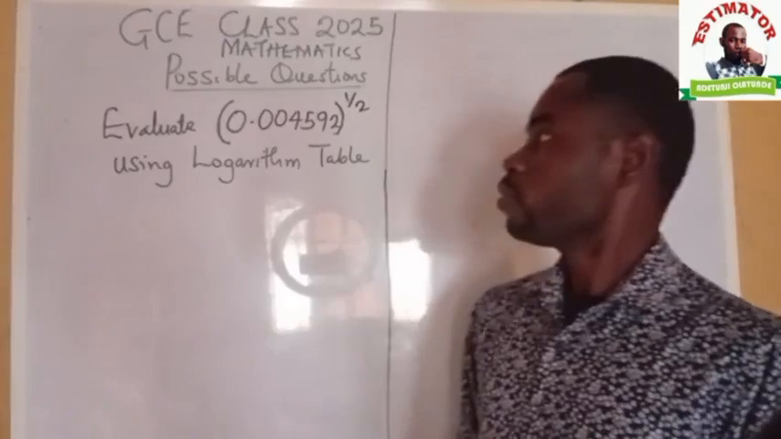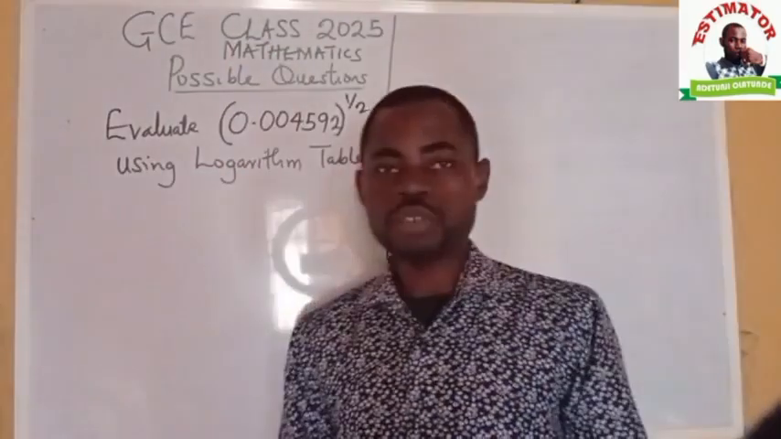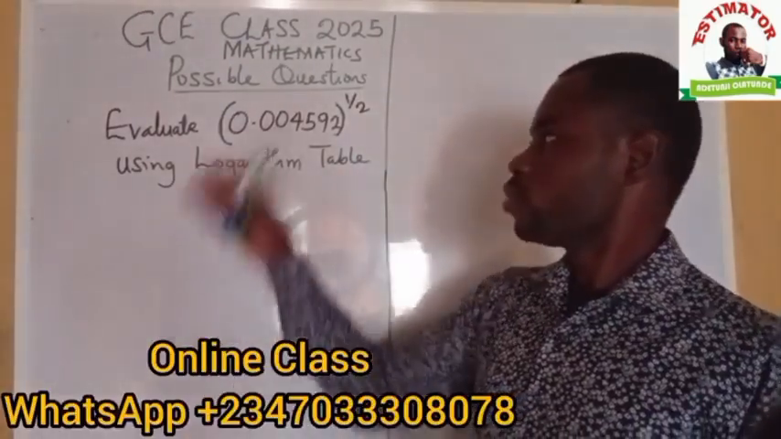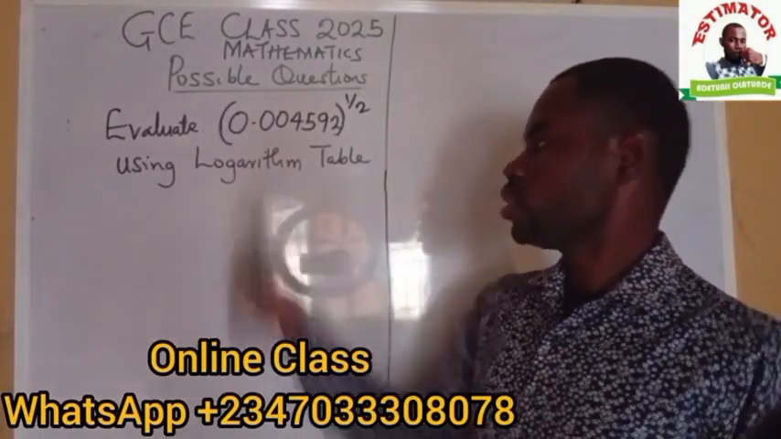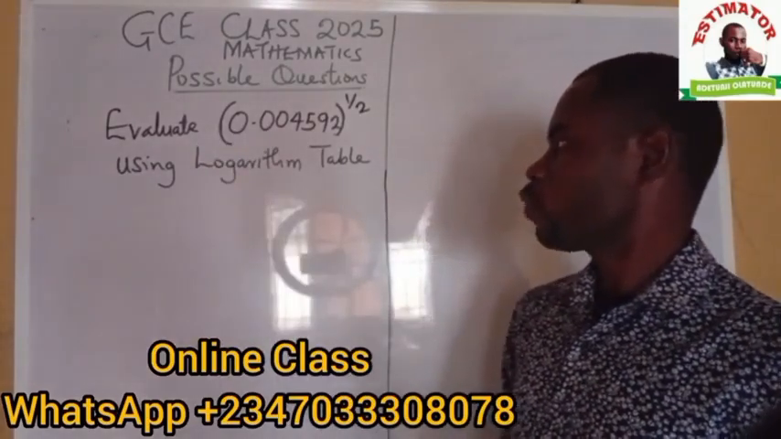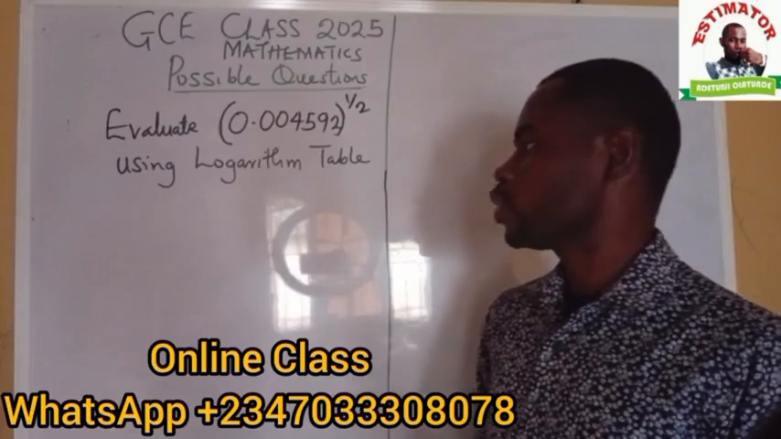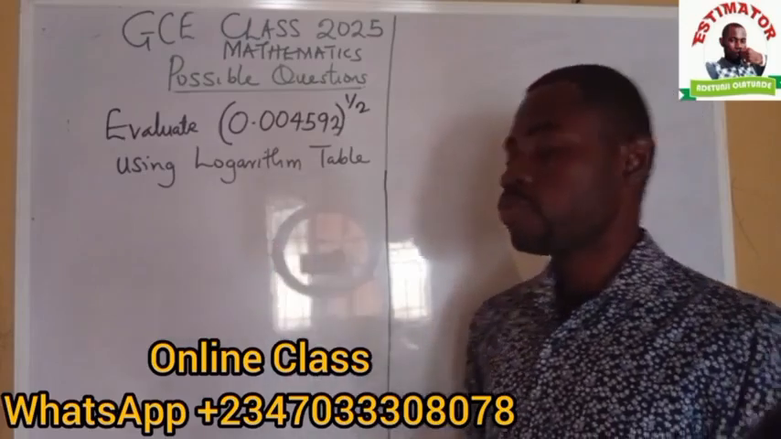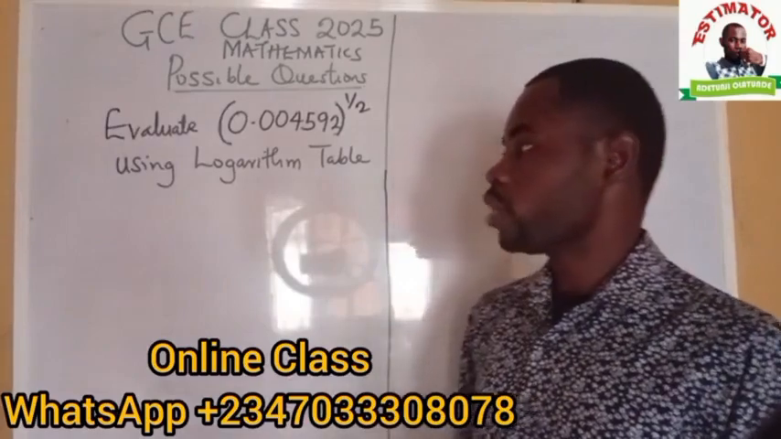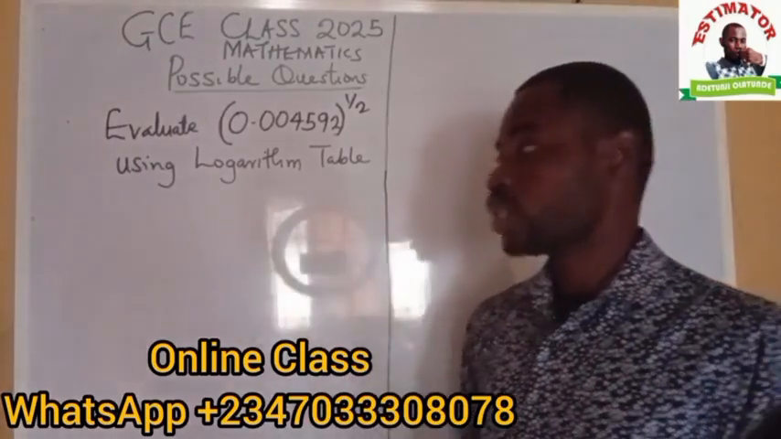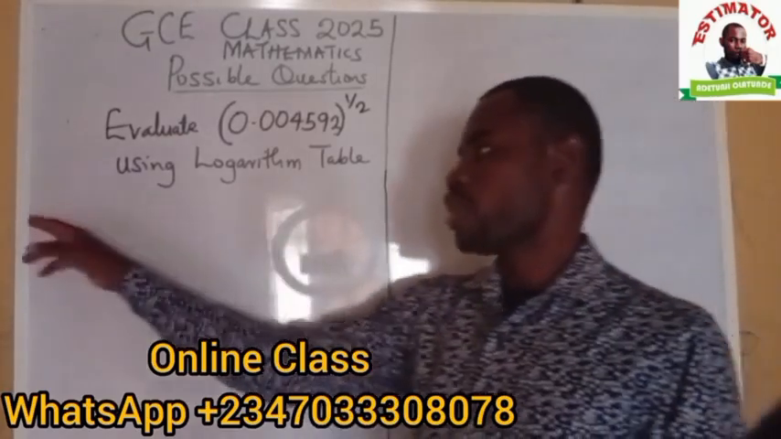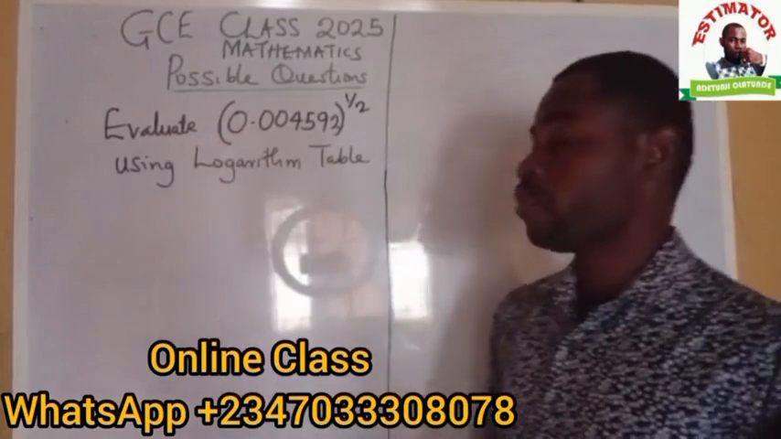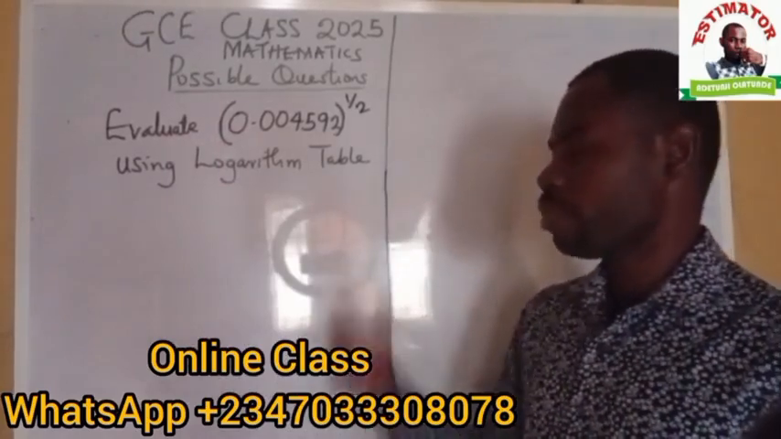Alright, today's GCE class 25 on YouTube. Today's possible question says that we should evaluate 0.004592 raised to power 1 over 2 using logarithm table. Like I've told us before in our previous video, do well to watch our videos on logarithm table so I can be able to enjoy the way we apply. We did the examples and likewise we applied.